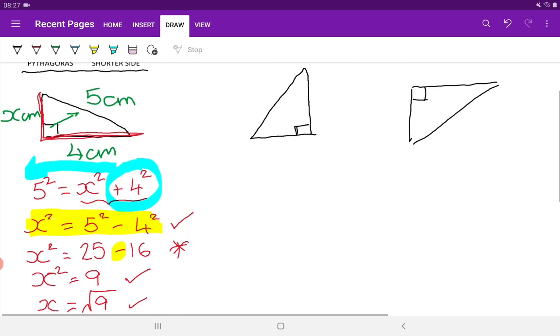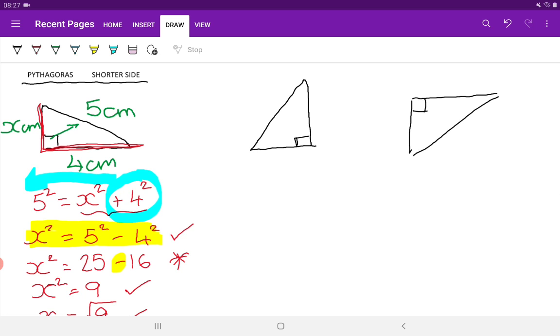So, if you haven't already, try and draw the next triangle for me, please. And we're going to put the right information on that we need. So we're going to be working out this length here, which is x. Okay, it's one of the shorter sides.